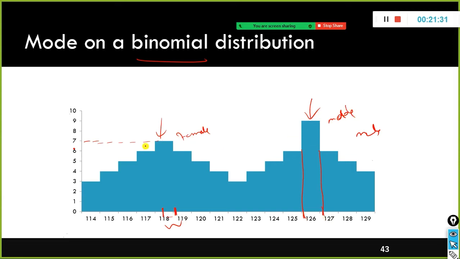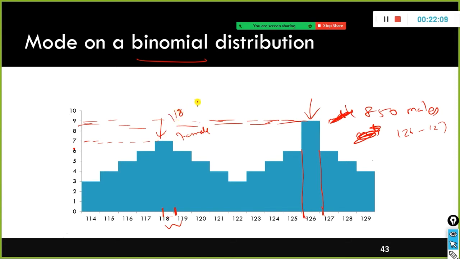The majority of the males here, if I draw a line here, almost something like this, 850 males' shoe size is 126 to 127 inches. And here females, right? The majority of the females' shoe size is 118 to 119.